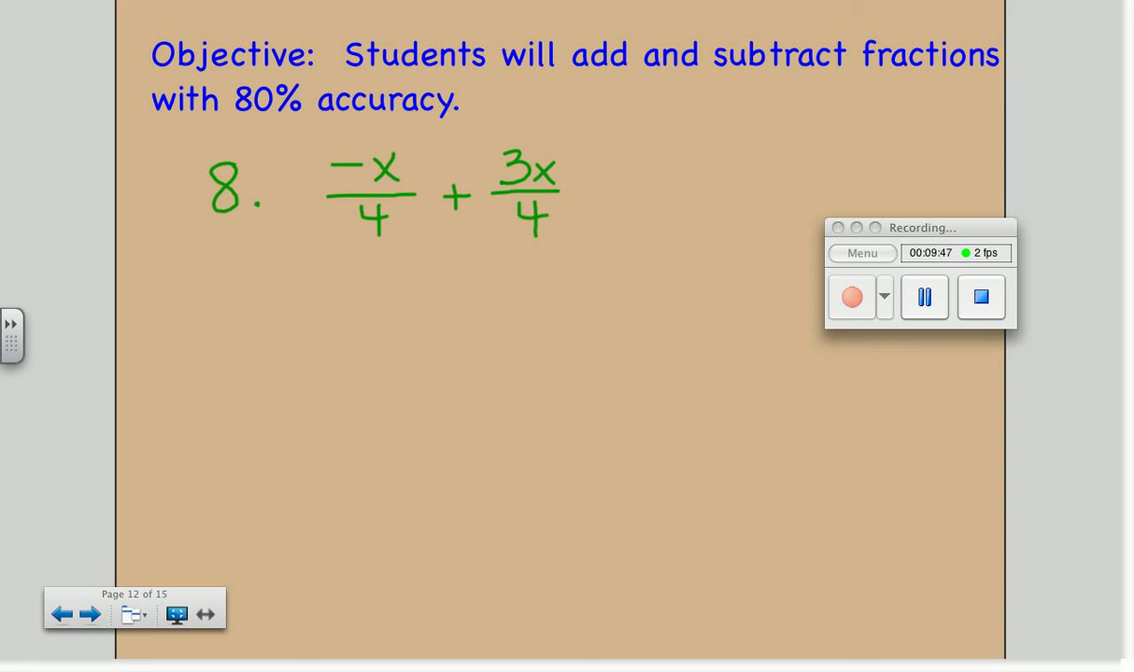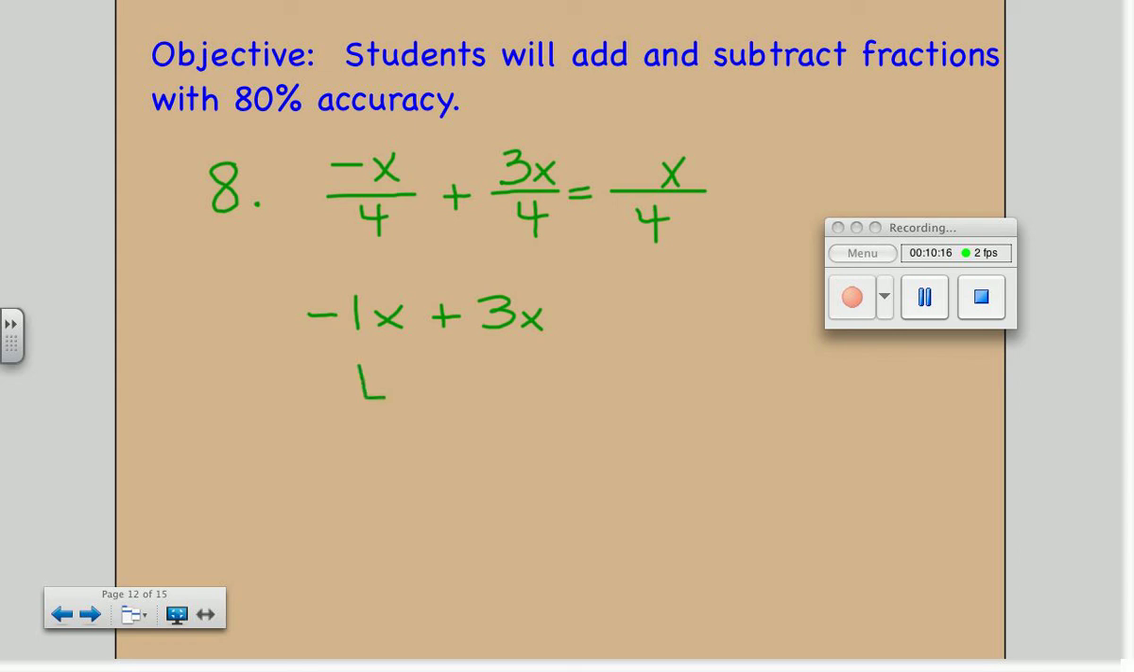Variables. My denominators are already the same. Yay, I can already do that. What's negative x plus 3x? What's the coefficient with negative x? 1. So negative 1x plus 3x. So I know I'm going to have an x. These are in common, right? So I'm just combining like terms. They both have x, so they're like terms.